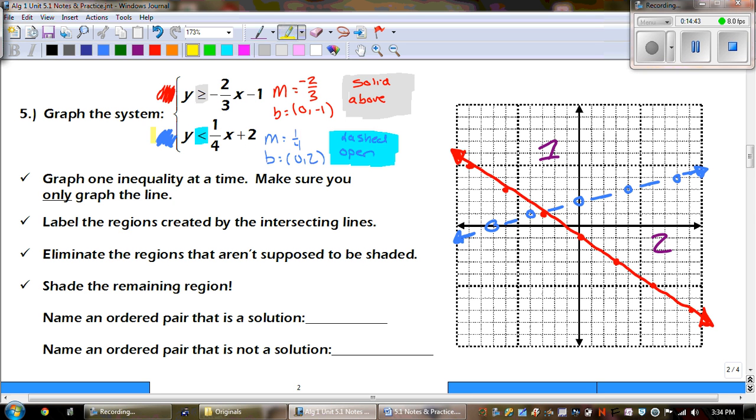All right, but now my next one, my blue line says that we have to shade below. So if I'm shading below that line, I can only shade down here. And what's the only number that's shaded for both of those? It was 2. So I know that 2 is my answer, and that's what I should shade in. So that's what I'm getting ready to do right now.